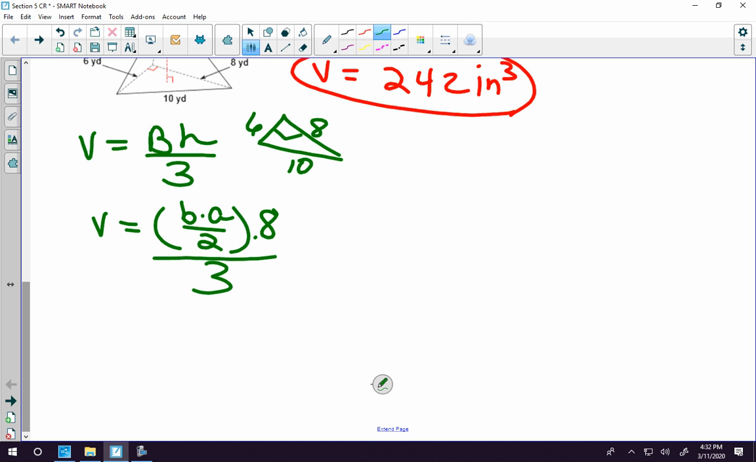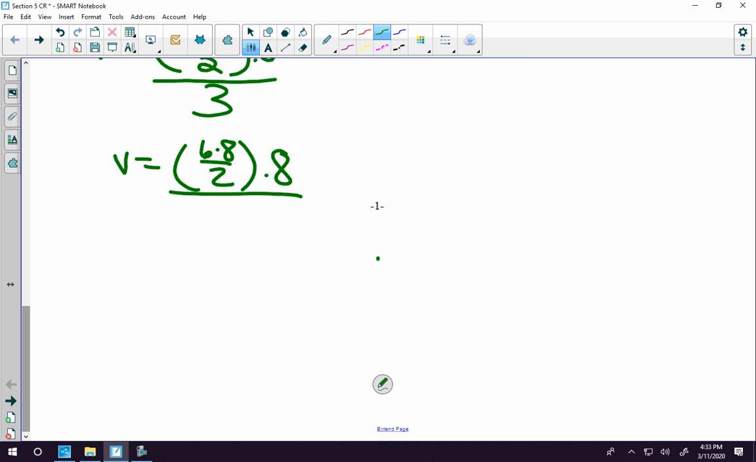Where the two segments that are perpendicular, wherever those segments are, become the base and the altitude of the triangle. So the 6 and the 8 are perpendicular. They form the right angle. So the area of the triangle is going to be 6 times 8 divided by 2. And then we're stacking those triangles 8 high. Okay. Then we'll divide by 3.